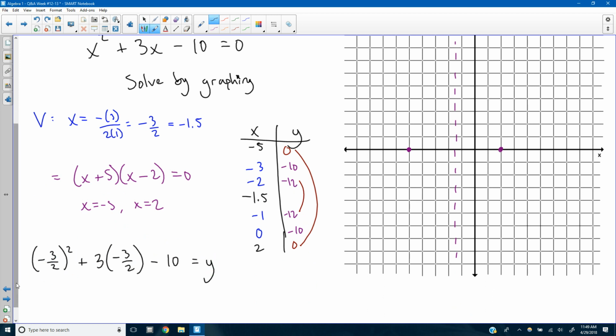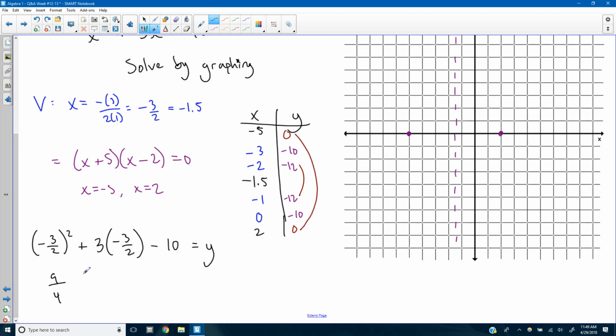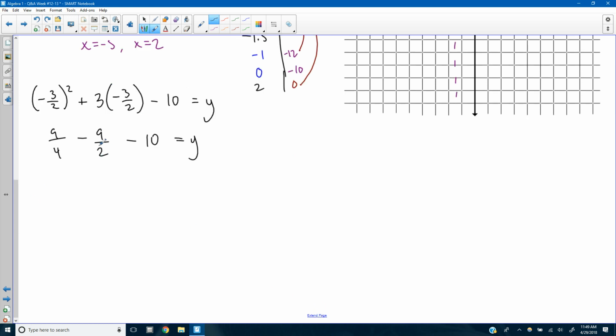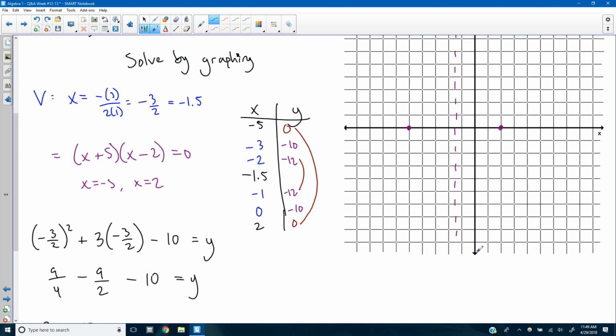The y value for this: negative 3/2 times negative 3/2 is positive 9/4, minus 9 halves, minus 10. If I get a common denominator, multiply top and bottom by 2 over 2, multiply top and bottom by 4 over 4, I'm going to get 9 fourths minus 18 fourths minus 40 fourths. 9 minus 18 is negative 9, minus 40 is negative 49. So y is negative 49 over 4. As a decimal, it's negative 12.25. Negative 12.25.